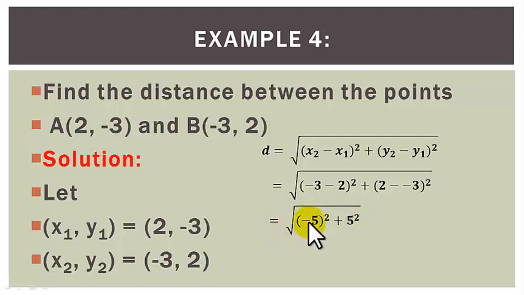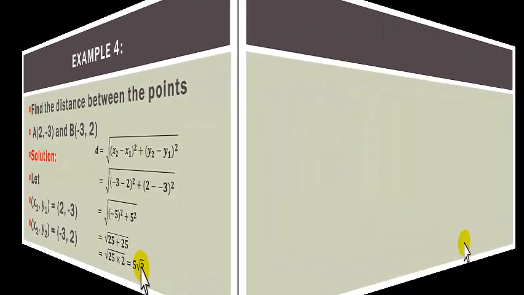We know that minus 5 squared is 25 and 5 squared is also 25. This will give us D equal to the square root of 25 plus 25. But 25 plus 25 can be written as 2 times 25, so the square root is 5 root 2 unit.